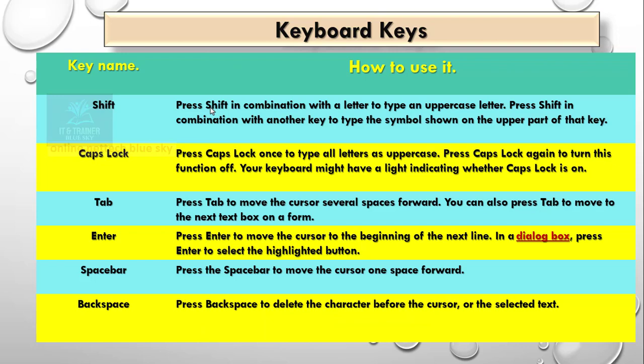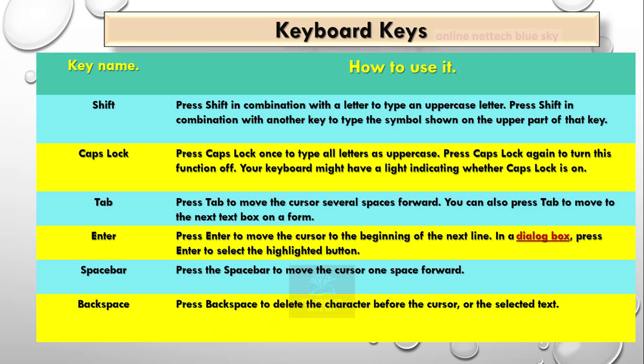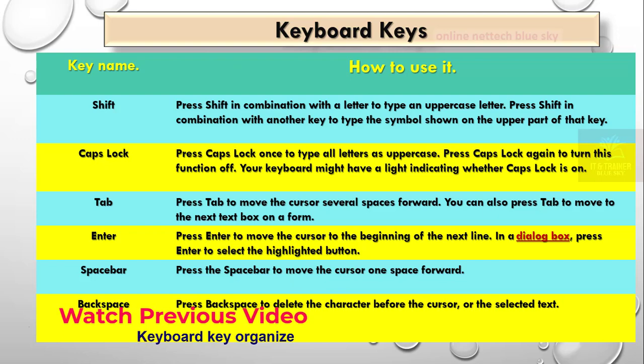Okay, second is caps lock. What is caps lock? This is very important, and it has two states only. Press caps lock once to tap it on. Then all characters are uppercase. Normally everything you type is lowercase, but when caps lock is on, whatever you type is automatically uppercase. So caps lock on means uppercase. Press caps lock again to turn this function off.